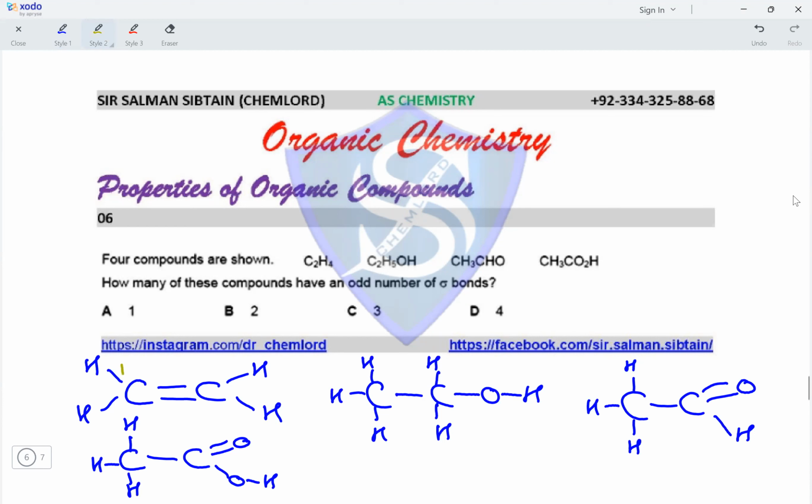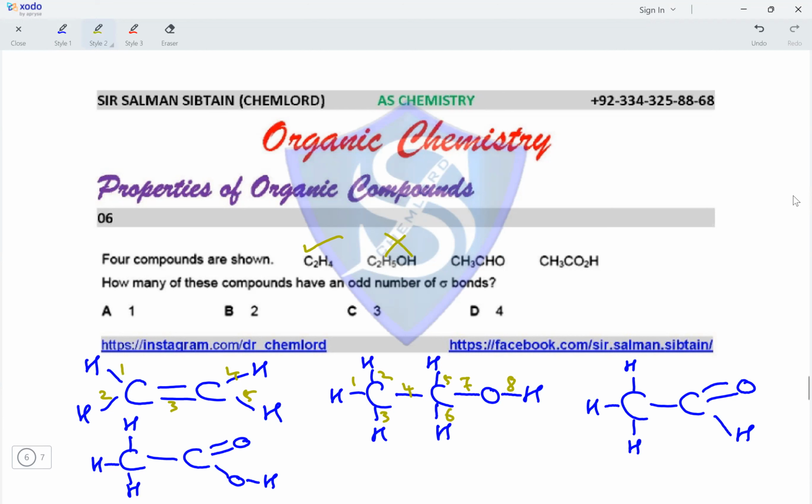So in option A, we have 1, 2, 3, 4, and 5. We've got 5 sigma bonds present in option A, or rather in the first option. A, B, C, D here would represent the number of molecules that have an odd number of sigma bonds. So the first compound given, C2H4, has an odd number. So let's place a tick here. Then we have C2H5OH. So 1, 2, 3, 4, 5, 6, 7, and 8. So C2H5OH has an even number of sigma bonds present.